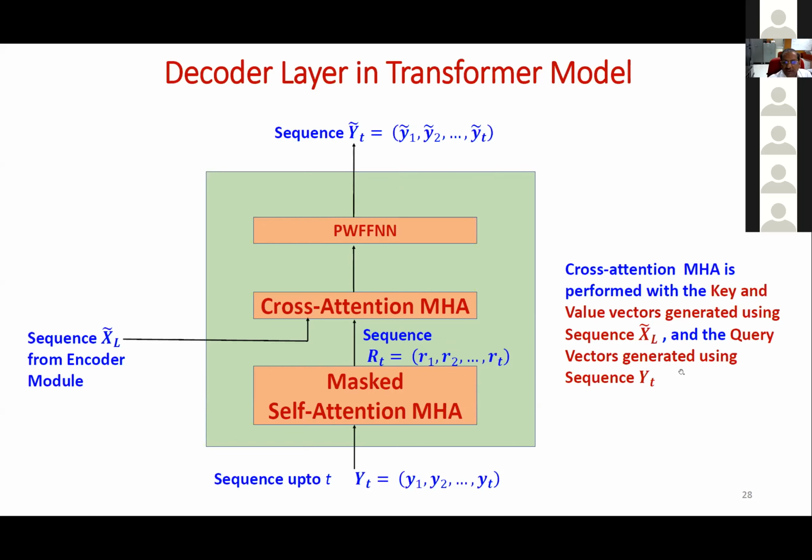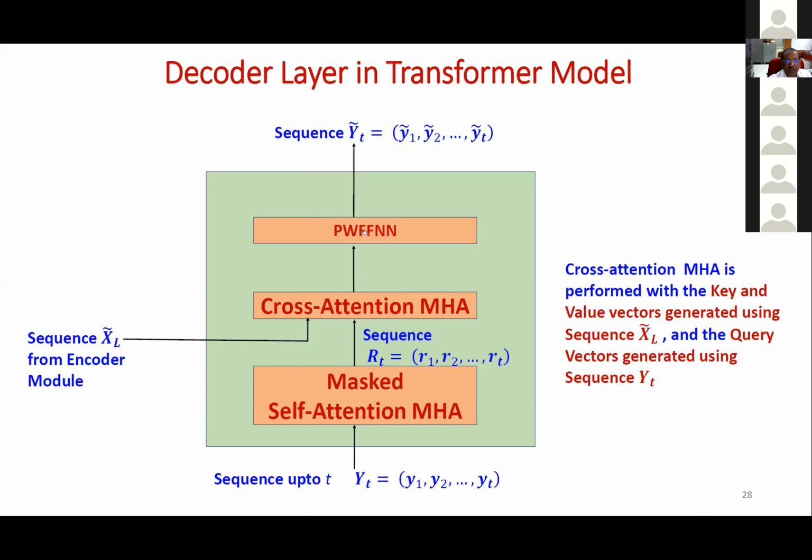As you can see here, the sequence of vectors that's generated from the target language sentence is used as the query vectors, and the output of the encoder module is used as the key vectors and the value vectors. So basically, we are trying to capture the relation between each of the words in the target language sentence with respect to the words in the source language sentence. And because we are talking about capturing the relationship between two different sequences, this is referred to as the cross attention, multi-head attention. And this in turn generates a sequence.